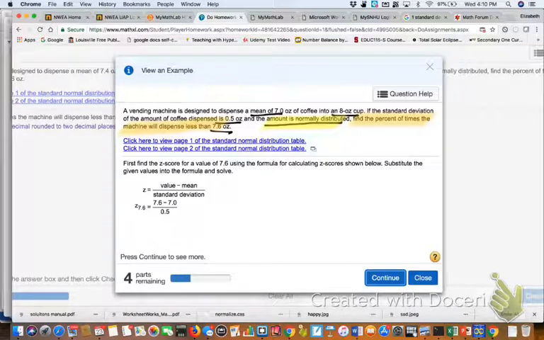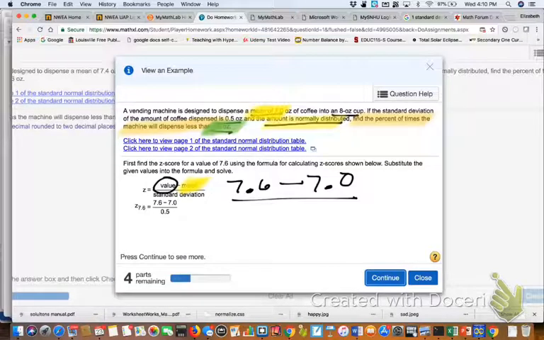So the formula that is given for me here, the value that is given in the question, that value that they're talking about is that 7.6 ounces. And I'm going to subtract the mean. The mean is, of course, given to me in the problem here at 7. So 7.6 minus 7. And I'm going to divide it by the standard deviation. Standard deviation is given to me right there. It's that 0.5 ounces. So if I subtract 7.6 minus 7, that's going to give me 0.6. 0.6 divided by 0.5 is going to give me a z-score of 1.2.